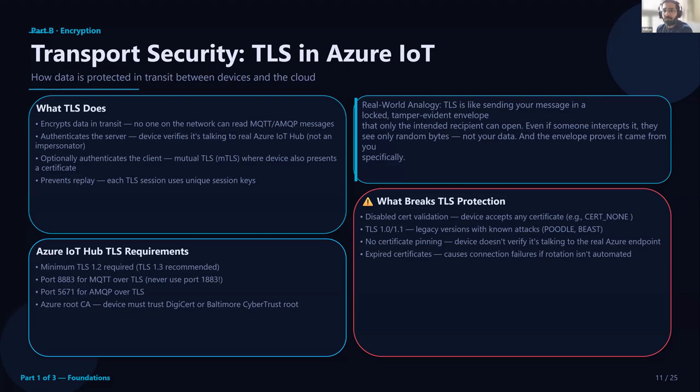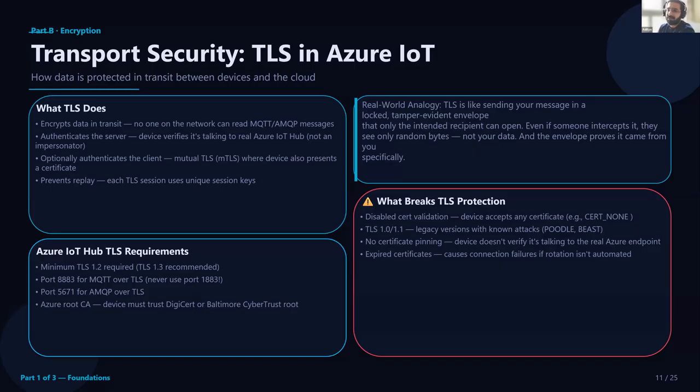But what happens? There are many ways teams accidentally break this protection. It happens. The most common failure is disabling the certificate validation. A developer adds something like SSL cert none, or verify false, to get past a TLS error quickly, and it stays in production forever. This completely defeats TLS. The device will accept any certificate, meaning any attacker on the network can intercept and modify all traffic.